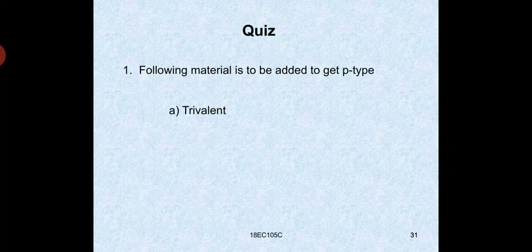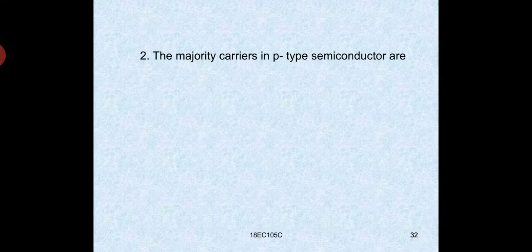Let us see a small quiz. The following material is to be added to get a P type of material: trivalent or pentavalent. Obviously that is trivalent. The majority carriers in the p-type semiconductor are holes or electrons. That is holes.